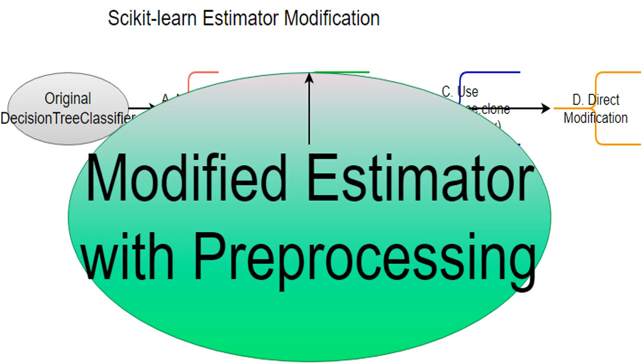This is the result after I have successfully copied the decision tree classifier and added my pre-processing steps to the copy. I now have a new classifier ready to use with the extra steps added. I've improved my model while protecting my original.